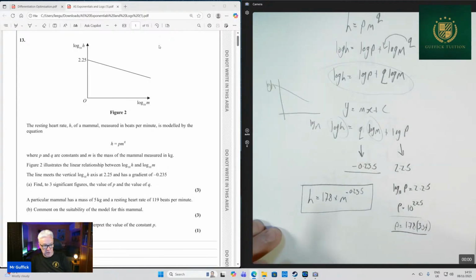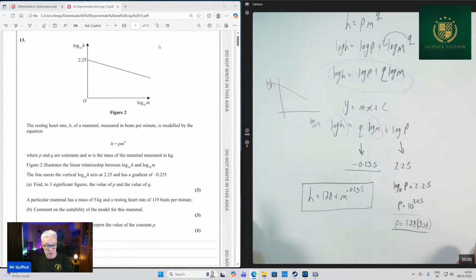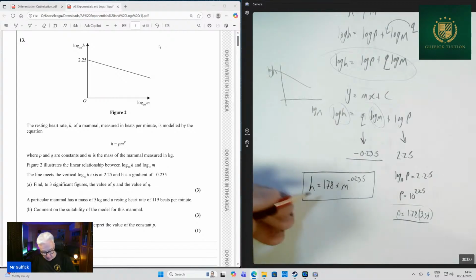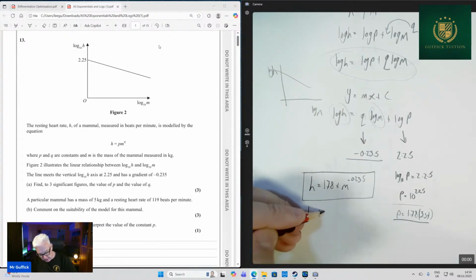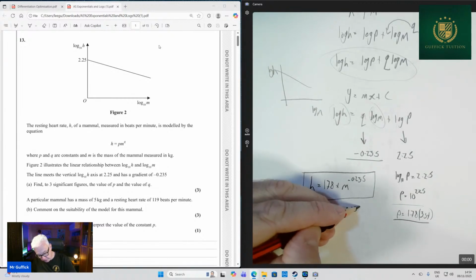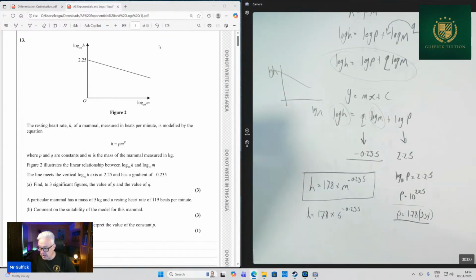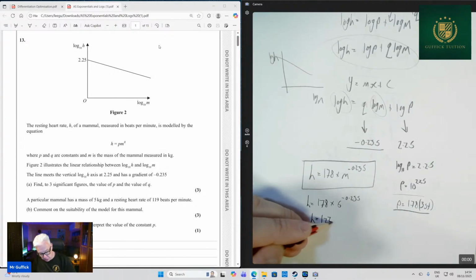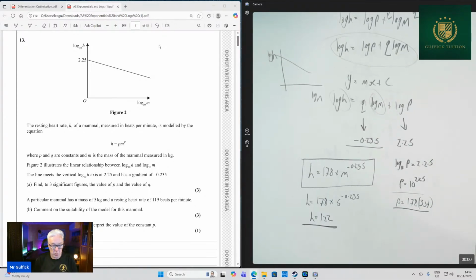Oh, actually, that bit's not too bad. I can't believe really that that's worth 3 marks. So all we need to do here is just sub in a mass of 5 and see what heart rate that gives us in order to see whether or not the model is suitable. So when we sub 5 into that equation, we get that H is equal to 122. Now, we've got 122 there, and that is not very far out from the actual heart rate, because the actual heart rate is 119, okay?